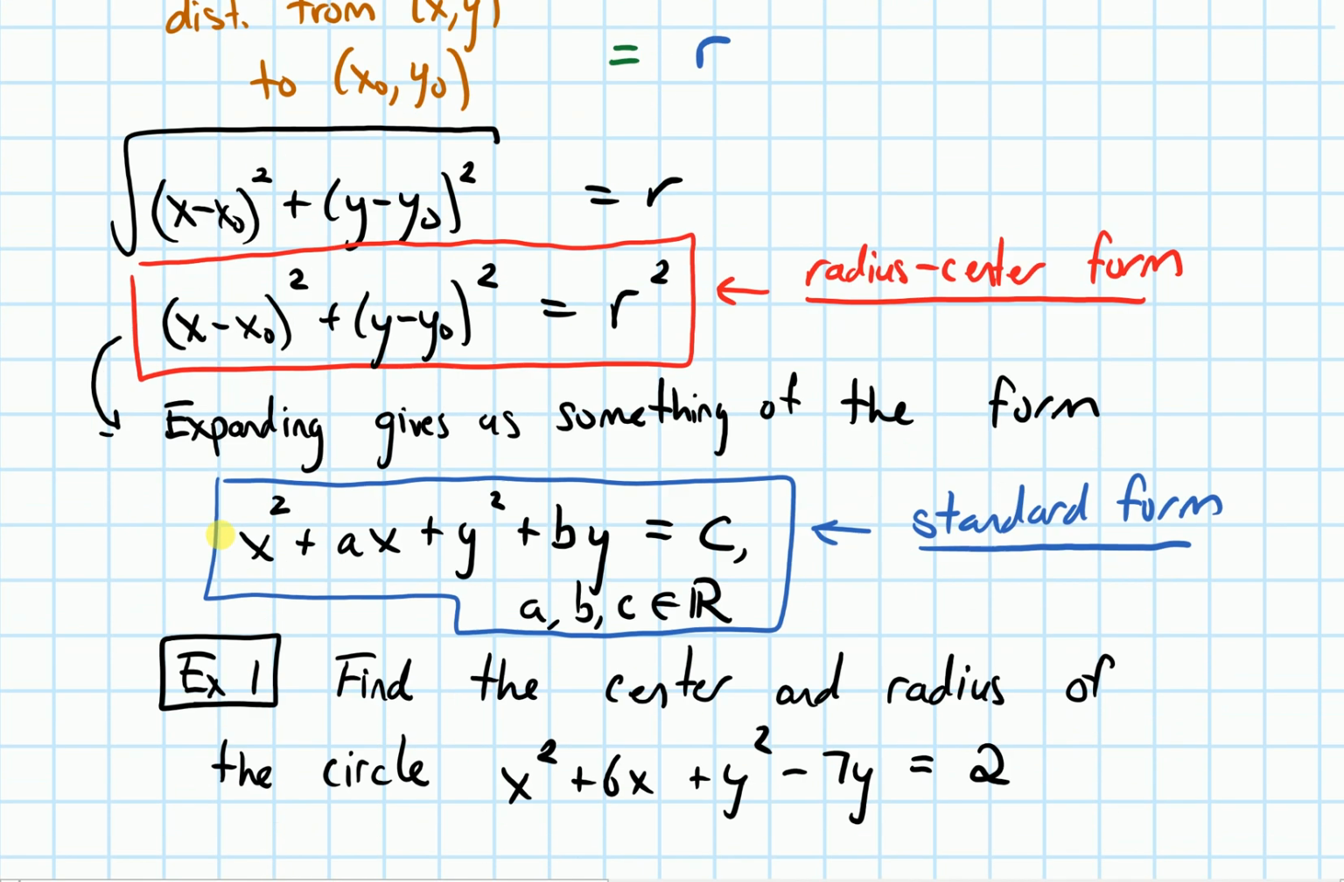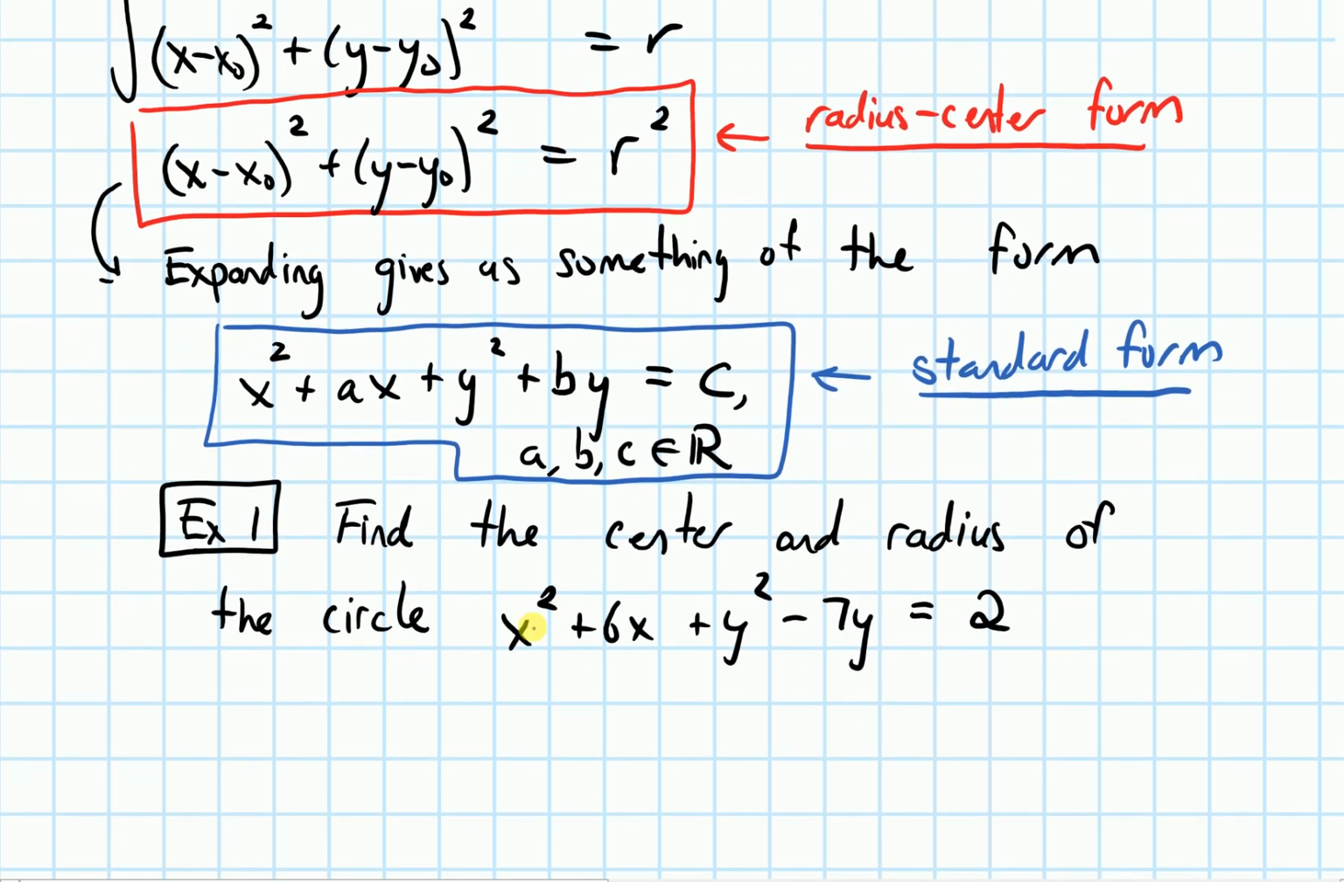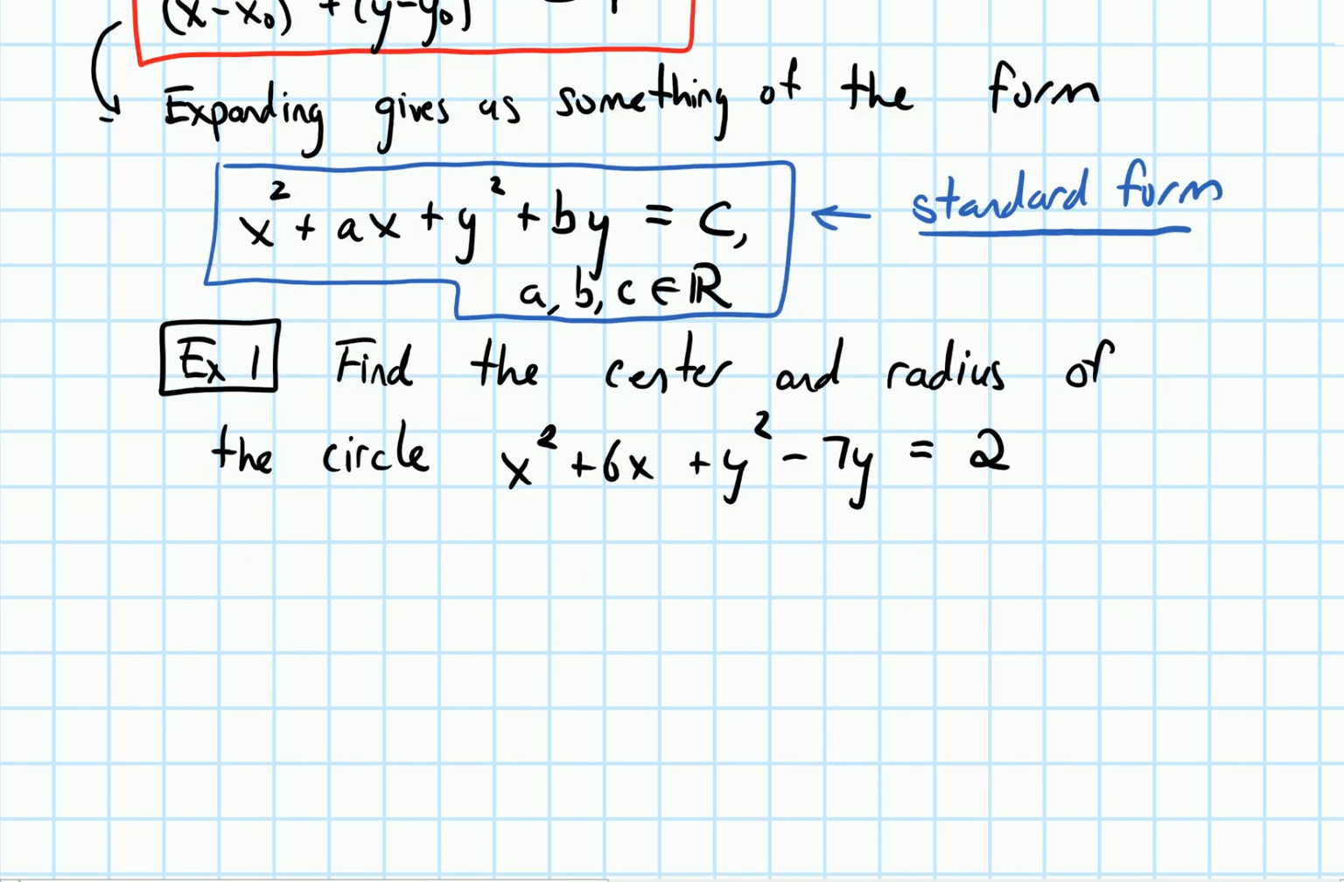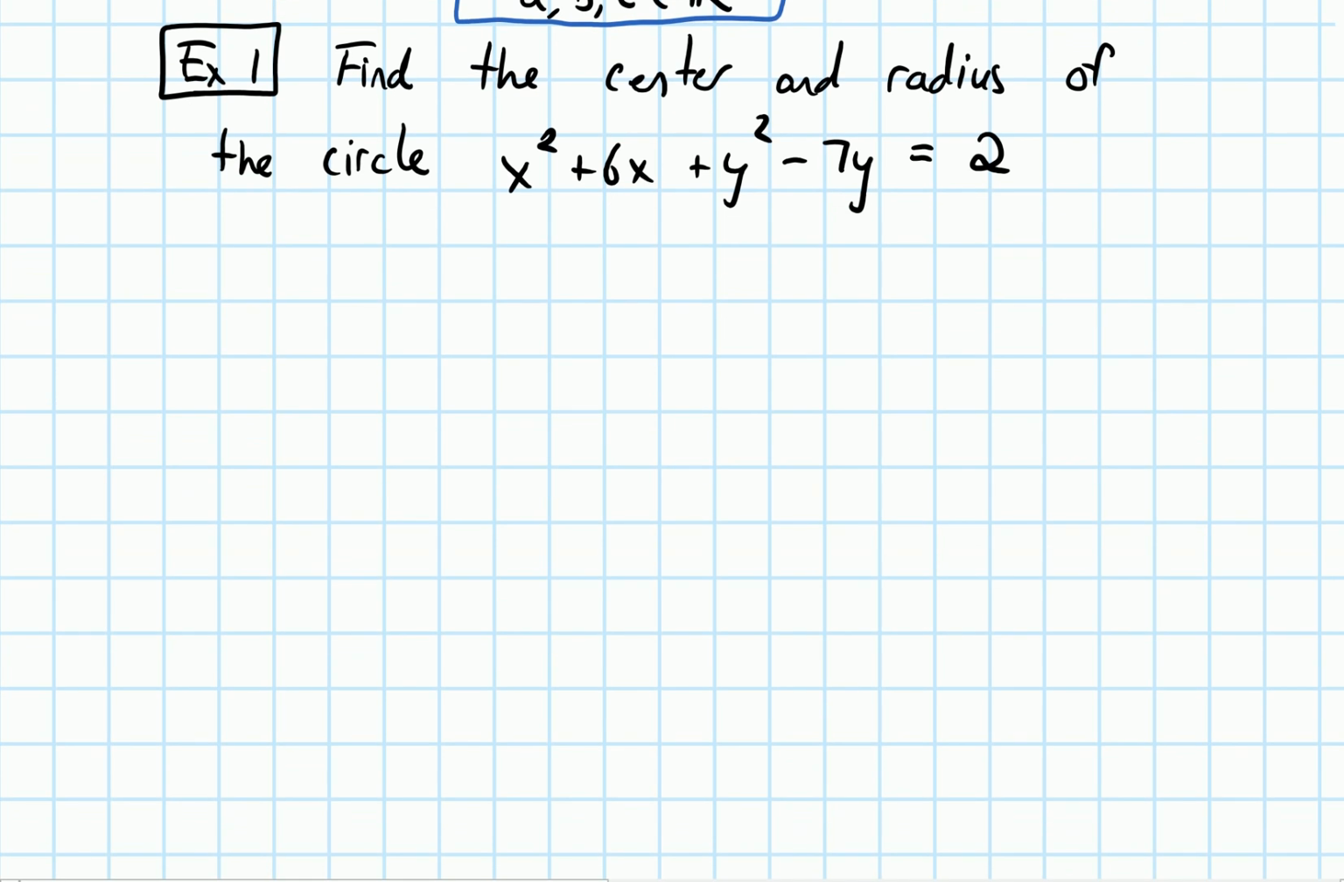So let's do an example where we have an equation of a circle written in standard form, and let's find the center and the radius of this. All right. So this is a review problem from algebra. It may have been a while since we've done something like this, so let's review how we do this. To put this equation into that radius center form, we need to complete the square. In fact, I'm going to need to complete the square twice, once with the x terms, once with the y terms.